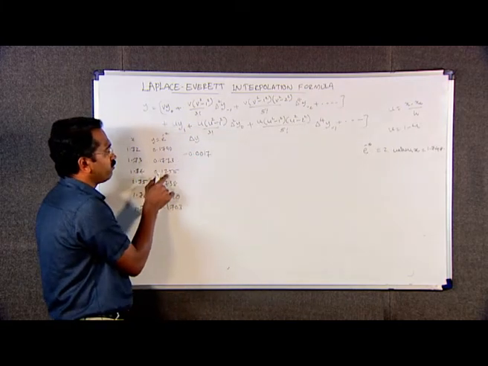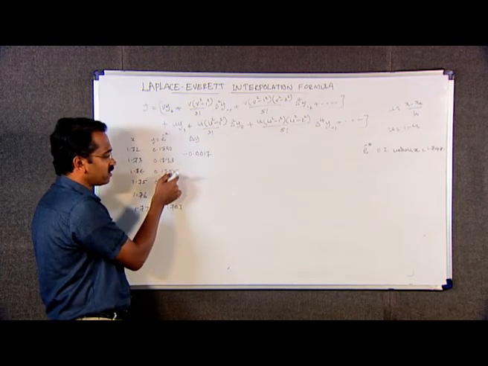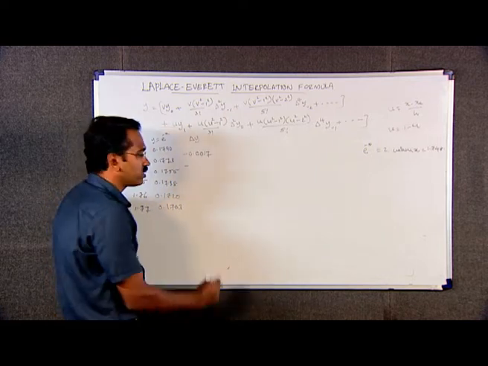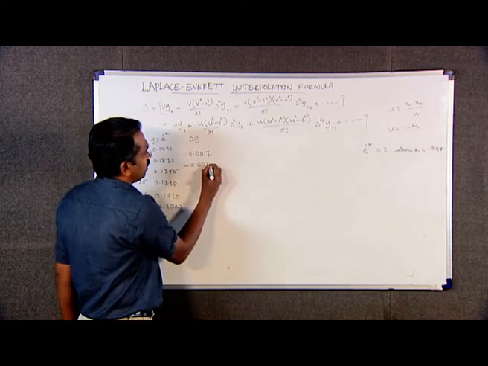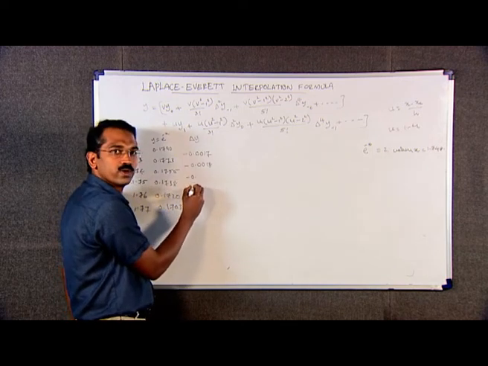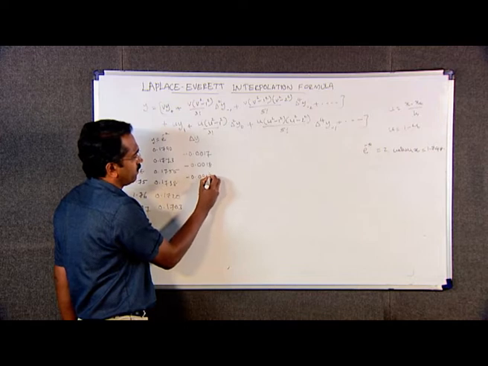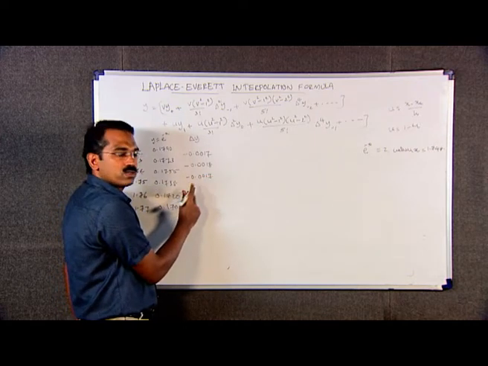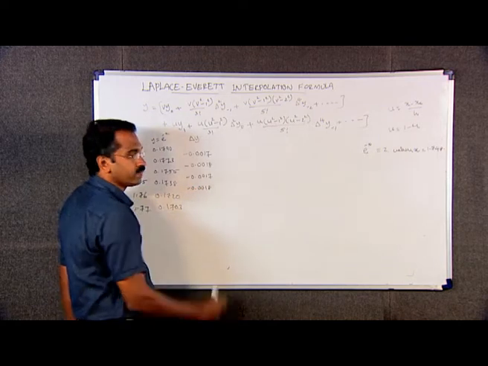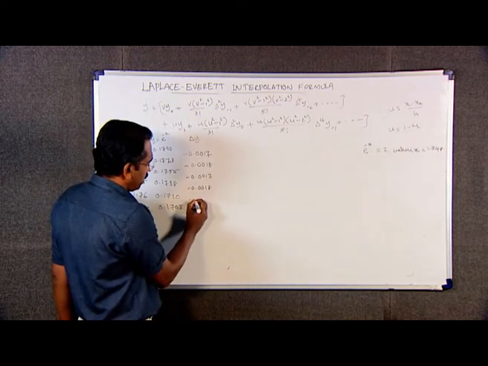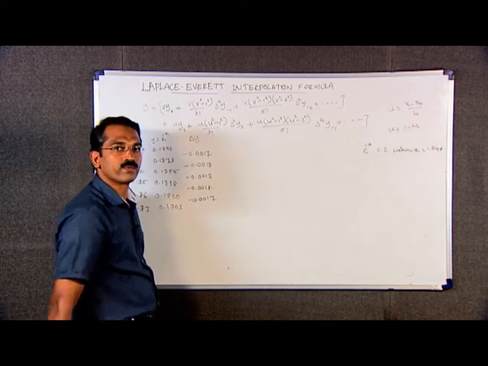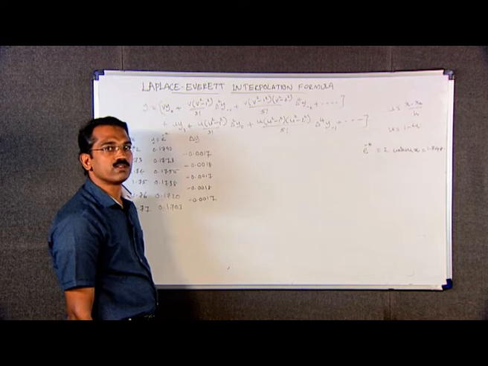Then 0.1755 minus 0.1773, which is again a negative value, minus 0.0018. Next difference is negative 0.0017. Then it is also negative 0.0018. Next is again negative 0.0017. These are the first order differences.